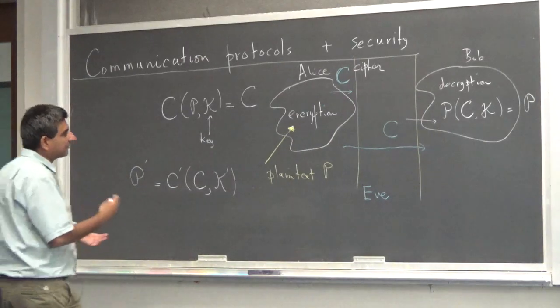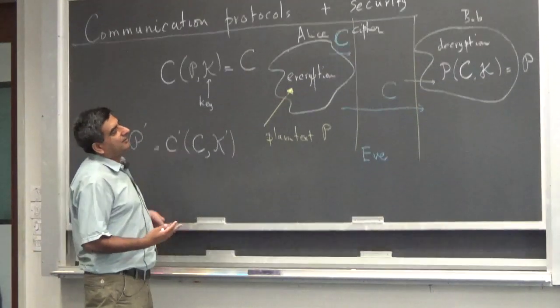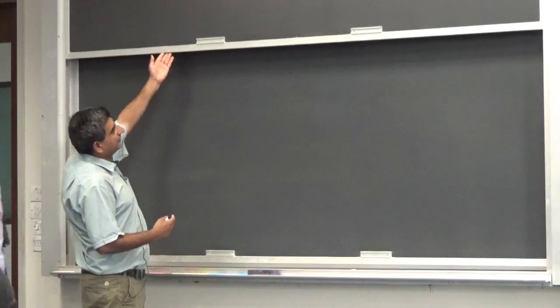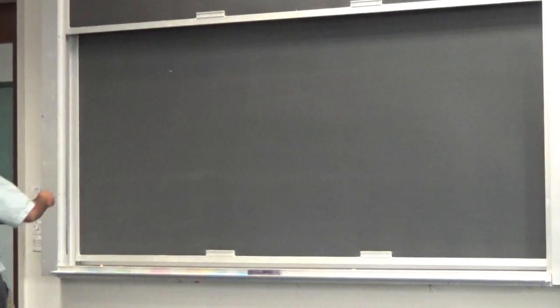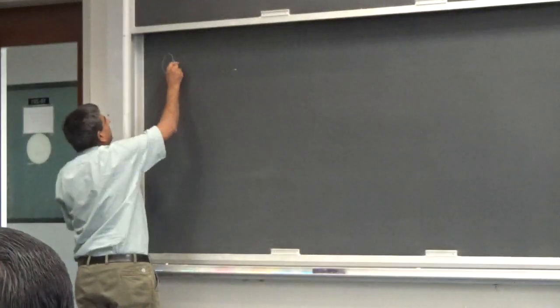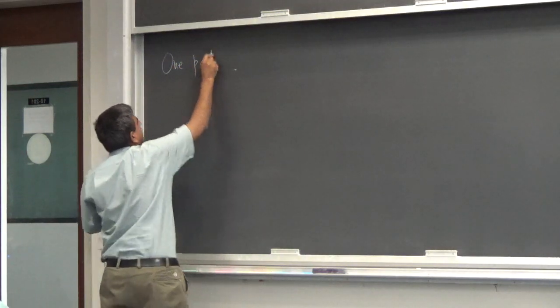So let's come up with something more sophisticated, which is a crypto code that has been used for some time. It's very simple, but it gives you the gist of the idea. And this is called a one-time pad scheme.